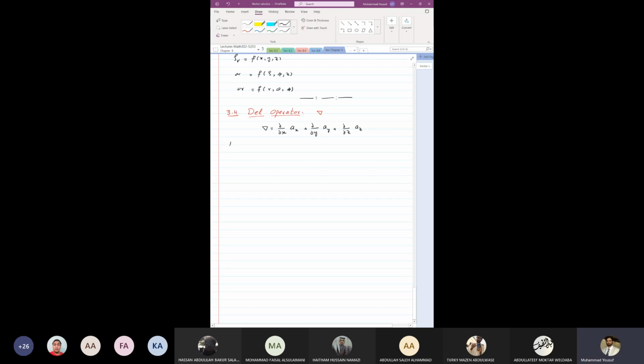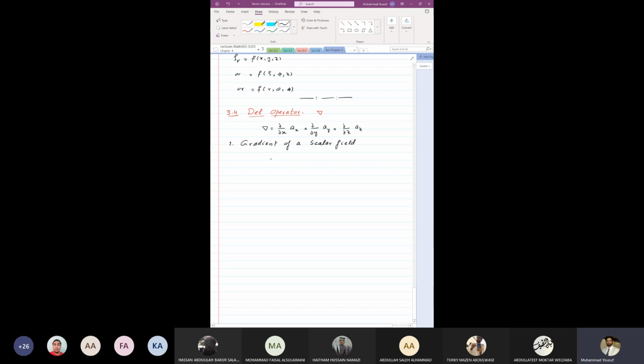Number 1 is gradient. Gradient of a scalar field. We are saying scalar field, so a scalar field is like a scalar function. A vector field is a vector function.